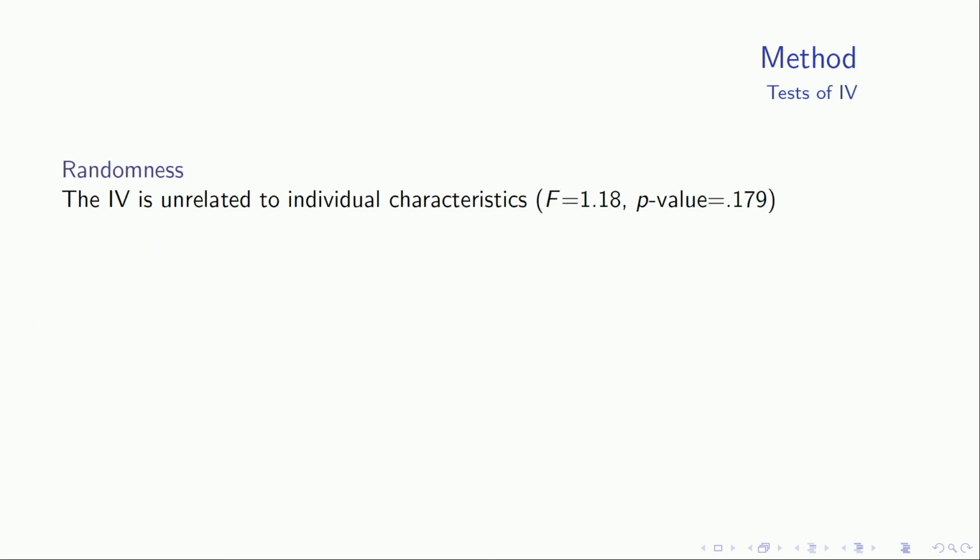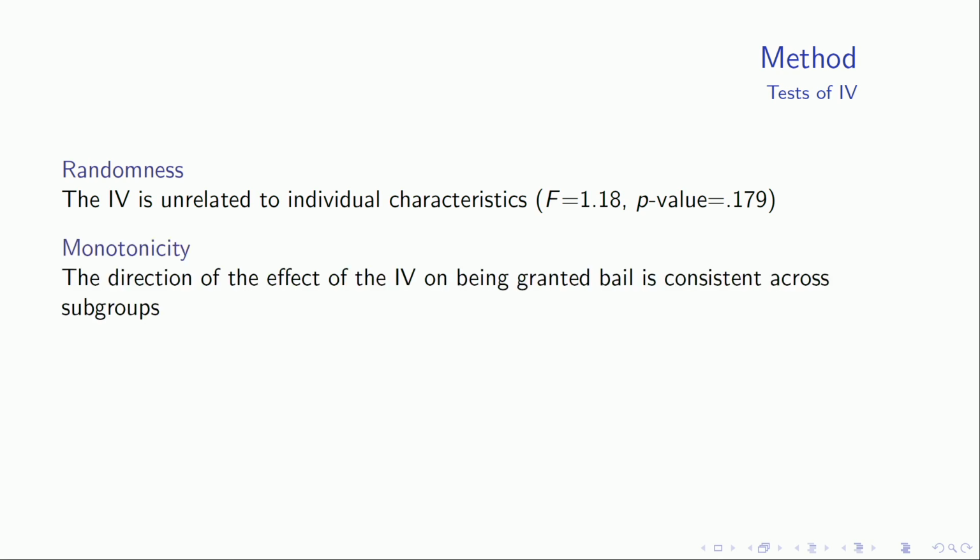There are a few other tests. The first is that the distribution of your instrumental variable should be random, unrelated to individual characteristics. So it shouldn't be the case that particular people get more lenient judges. I find that generally that's satisfied: if you run a regression of individual characteristics against the IV, you find that they do not jointly explain how lenient your judge is.